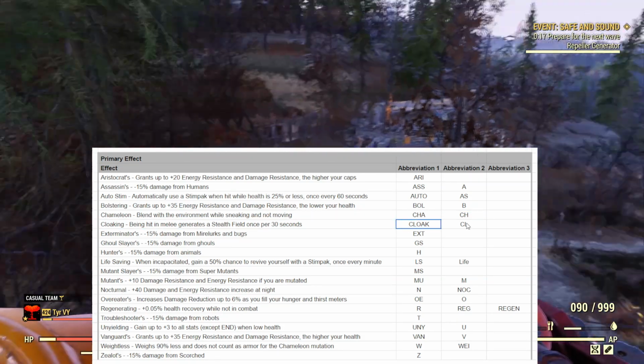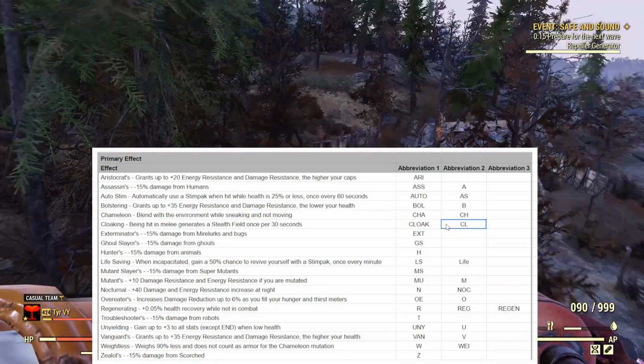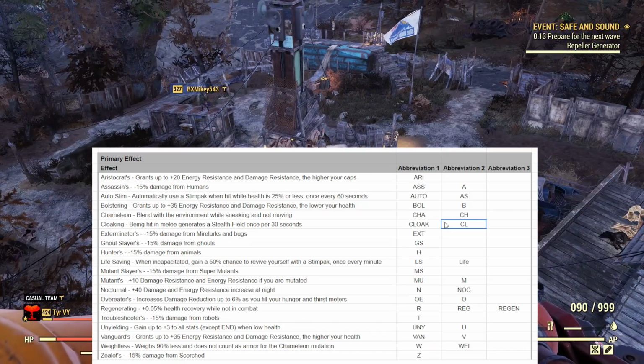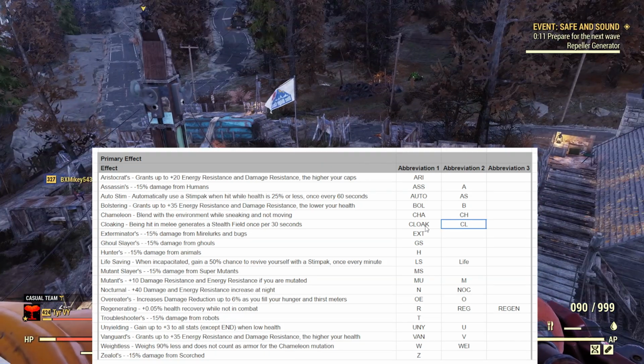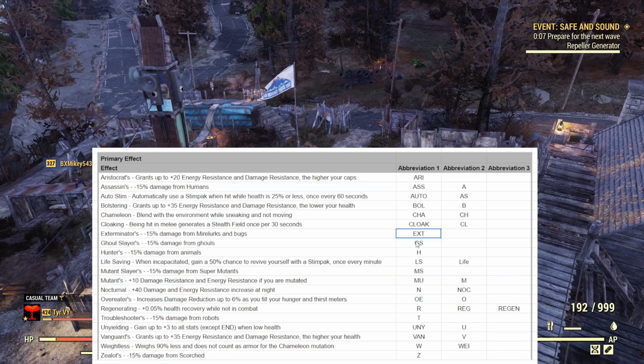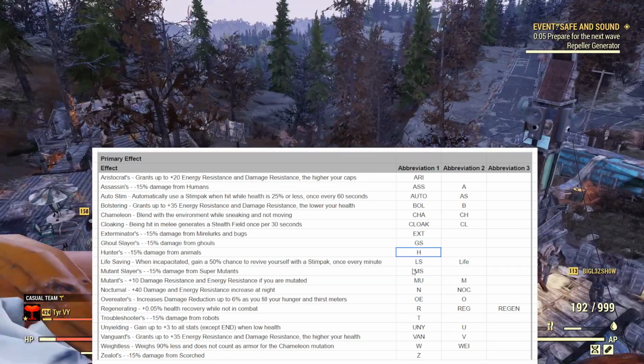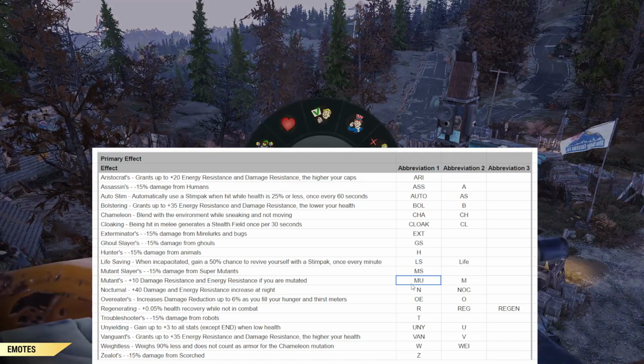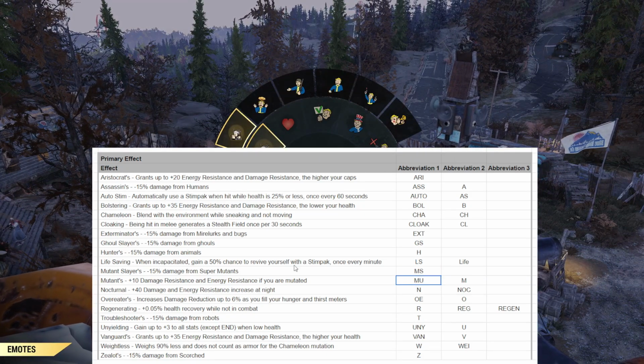Cloaking, I always refer to this as CL. I don't see it being chased to or highly sought after, but you know, CL or cloak work just fine. Exterminators, ghoul slayers, hunters, MS, mutant, all the exact same as the weapon.